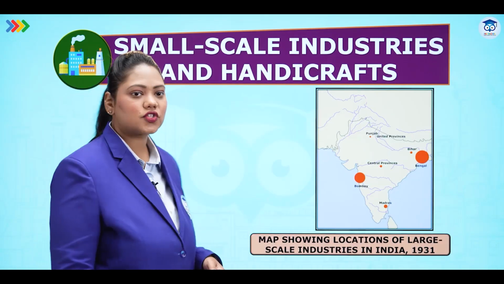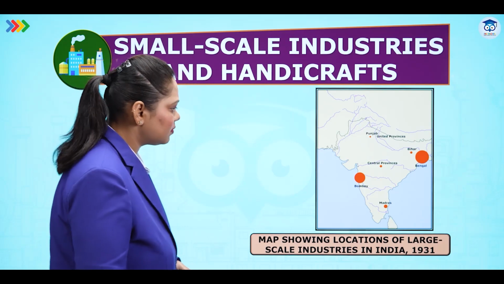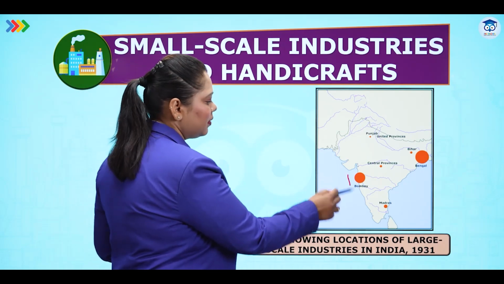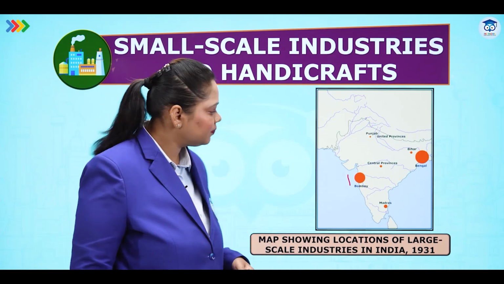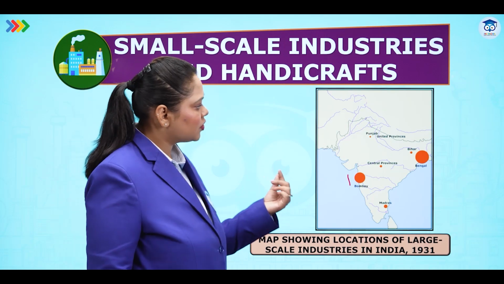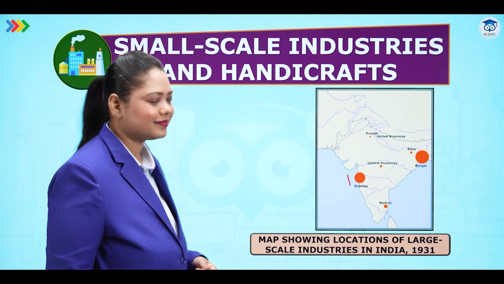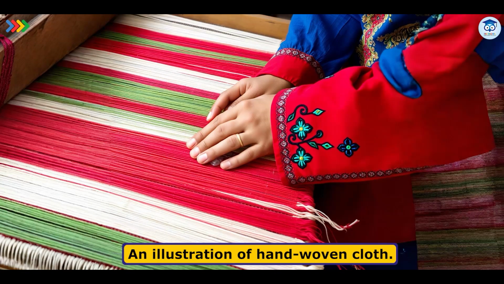Yes. Please look at the screen. This map shows us locations of large-scale industries in India, and you can see that extremely large are in Bombay and in Bengal. Small industries you can see in central provinces, Madras, Punjab, a little bit in United Provinces and in Bihar. This is an illustration of the hand-woven cloth.